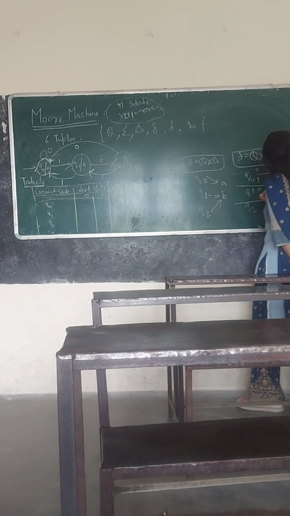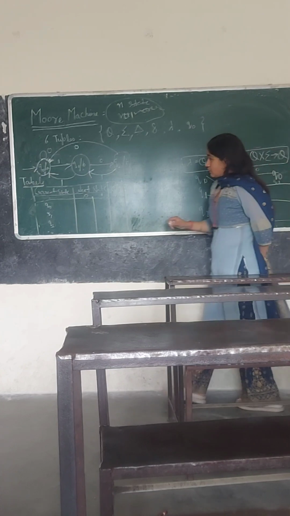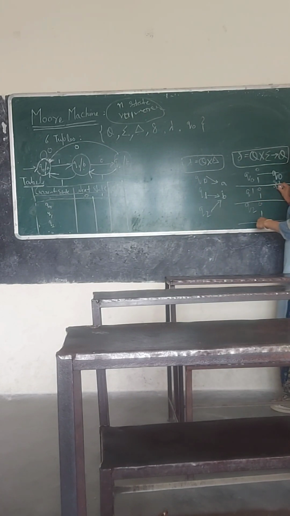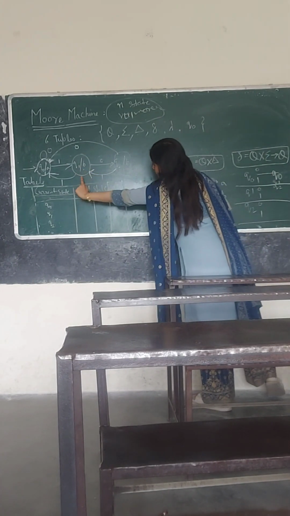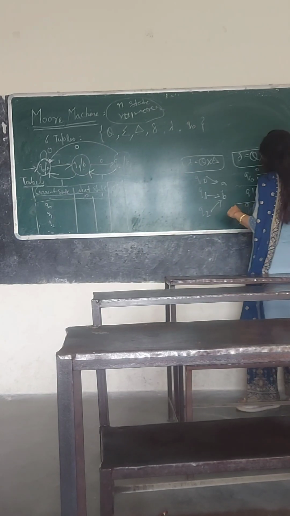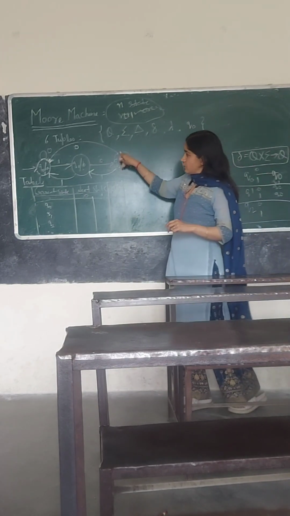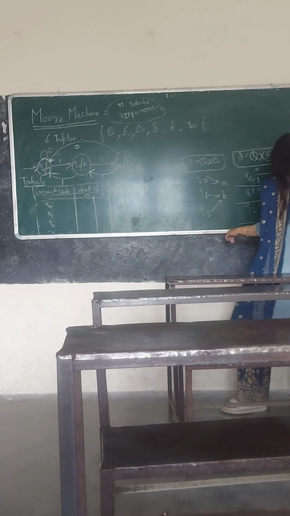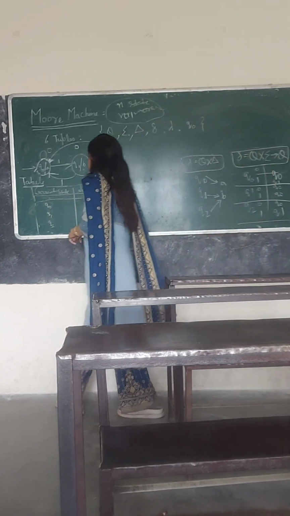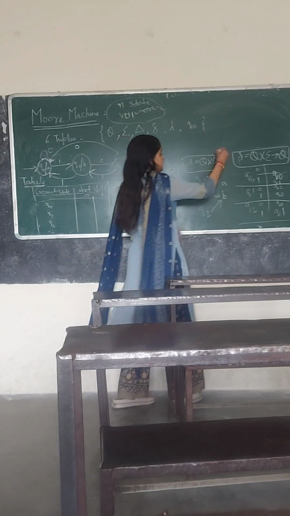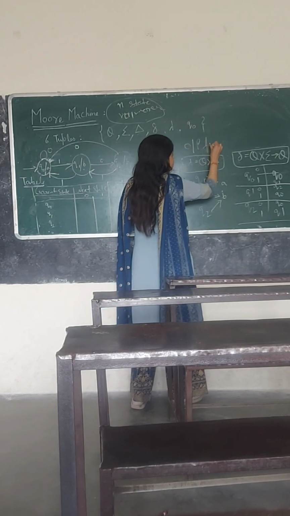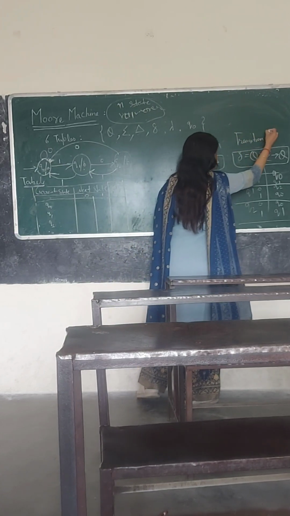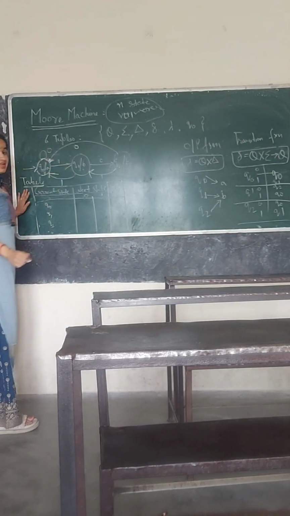Then Q1 at 0 goes to Q2. Q1 at 1 goes to Q0. Then we have Q2 at 0, it will go to Q0. Then Q2 at 1 it will go to Q1. Okay. We will get these values here of the transition function and output function. Now we will put these values in this transition table.